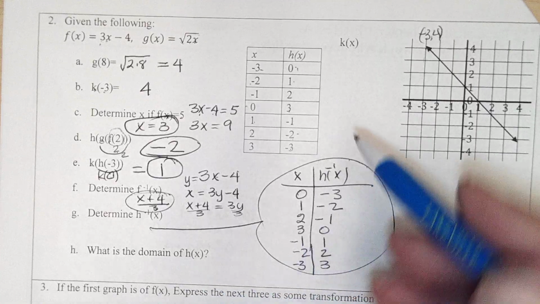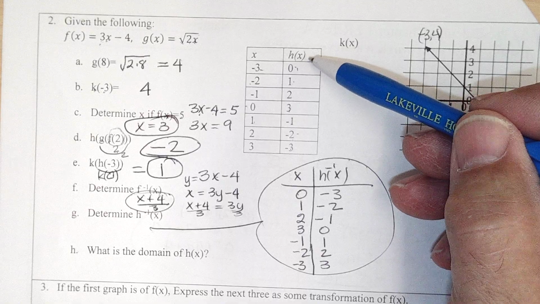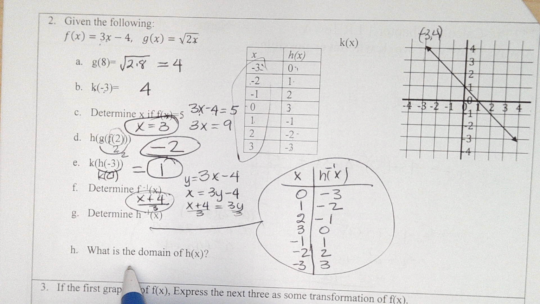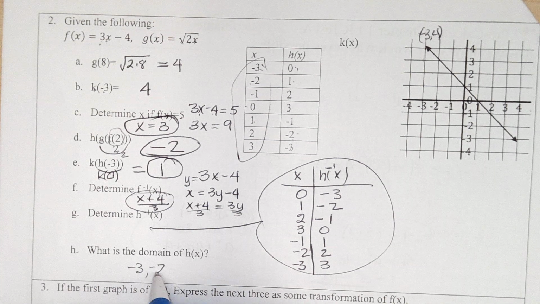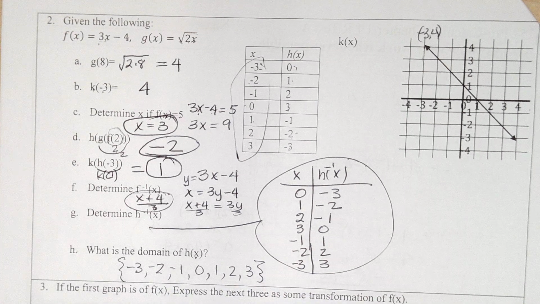And what's the domain of h? What are the things that are where we know how to do in h? Well, it's only this set of numbers. So it's negative 3, negative 2, negative 1, 0, 1, 2, and 3. Those are the numbers that we know how to deal with to put into h.